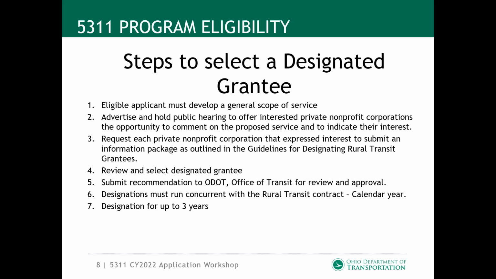is that the eligible applicant, the local form of government or the RTA, must develop a general scope of service, and then advertise and hold a hearing to offer interested private nonprofit corporations the opportunity to comment and provide a scope of service or proposed service that would indicate their interest. The eligible applicant can then review the organizations, select a designated grantee, and submit that recommendation to ODOT for review and approval.